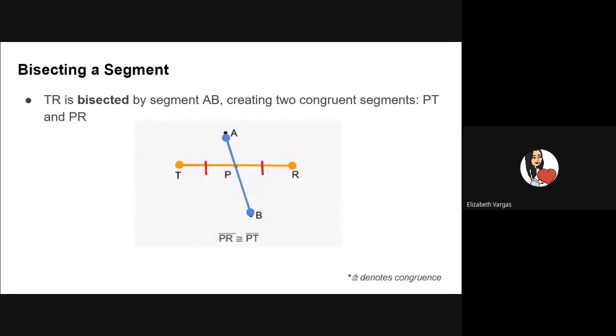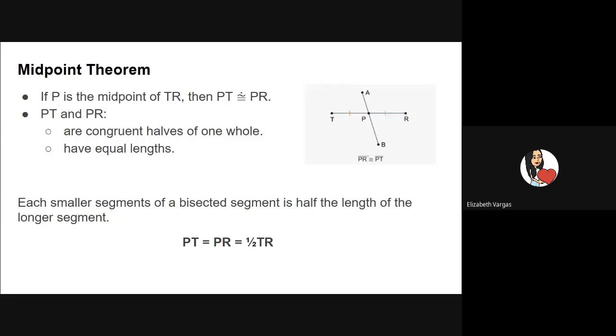And so that is what a segment bisector does. We also have what is known as a midpoint, and this takes us into the midpoint theorem. A midpoint basically acts the same as a segment bisector, but it is the point in the center of a segment that cuts that segment into two congruent halves. So for example, if P is the midpoint of this line segment TR, then the distance from T to P is the same as the distance from P to R. So basically it is in the middle of the segment, creating two congruent halves.